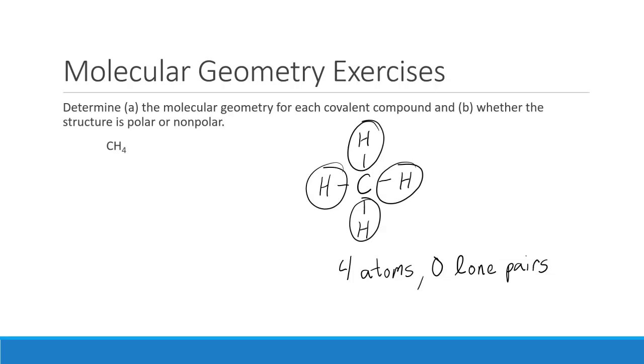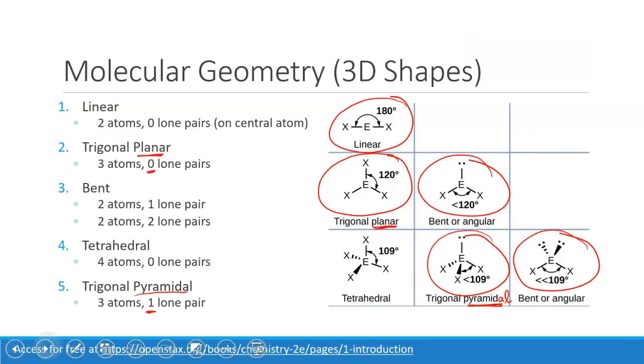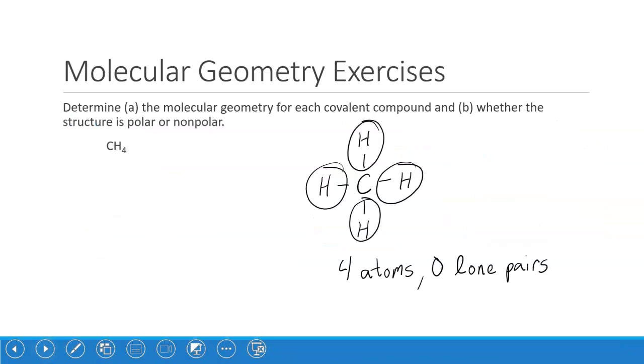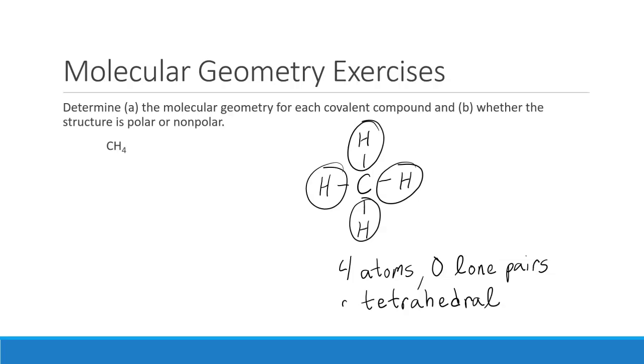And if you go back to the table that we saw at the beginning, if you have 4 atoms and 0 lone pairs, that structure is tetrahedral. So CH4, 4 atoms, 0 lone pairs is tetrahedral in structure. Okay, so that answers part A. And then part B, we were asked, is it polar or nonpolar?